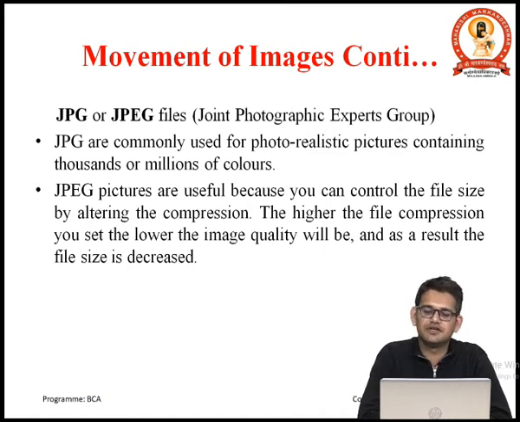The next one is the JPG or JPEG format. It stands for Joint Photographic Expert Group, and it is commonly used for photo-realistic pictures containing thousands and millions of colors. So, these are an extended version of the first one, which contains 0 to 256 colors. JPEG images are the most popular and commonly used images. They are used to show realistic pictures, realistic images which we can take from our camera, mobile phone camera and any other devices, and these contain thousands and millions of colors.